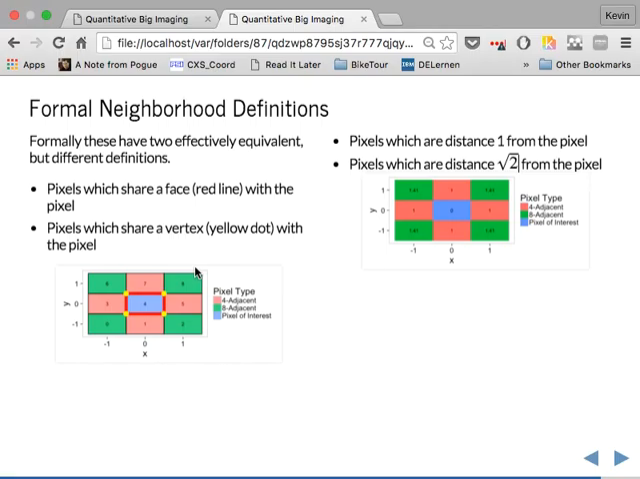We can also define them in distance terms, where the ones that are exactly 1 unit away, from the center of this pixel to the center of that pixel, are the 4 adjacent, and the ones that are square root of 2 away are the 8 adjacent.